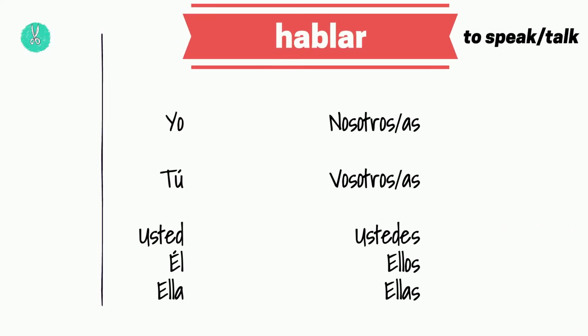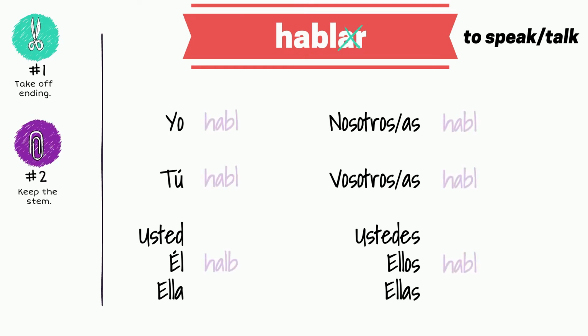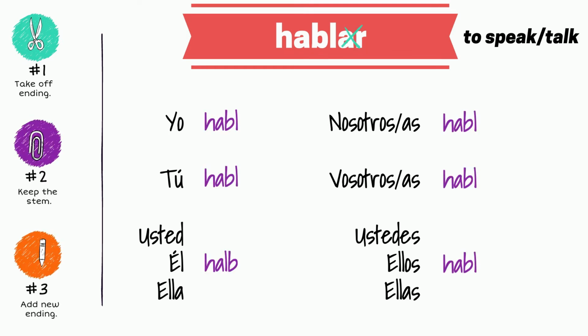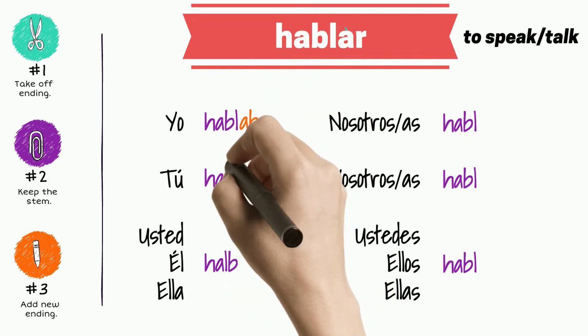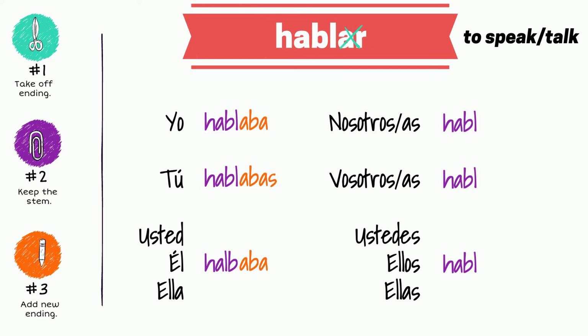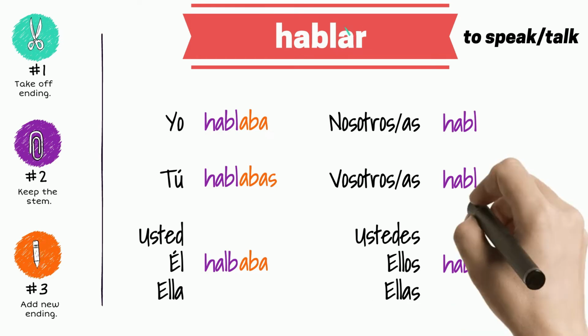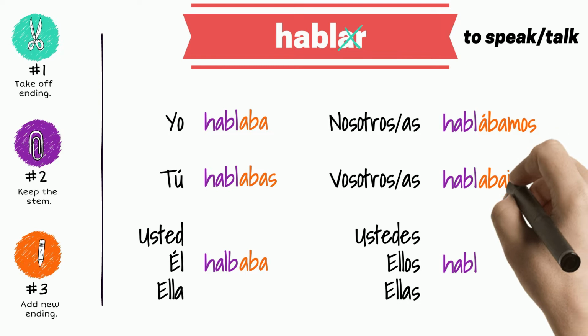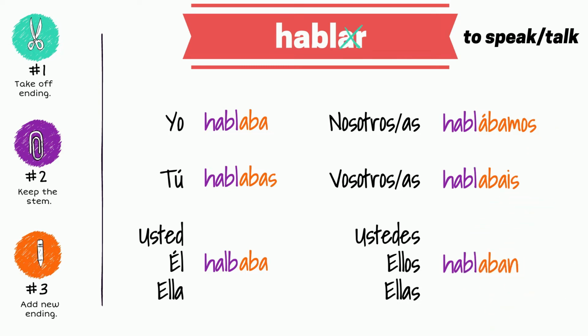Hablar. Take off the ending AR, keep the stem of the verb, add the ending that corresponds to the subject. Yo hablaba, tú hablabas, usted, él, ella hablaba, nosotros, nosotras hablábamos, vosotros, vosotras hablabais, ustedes, ellos, ellas hablaban.